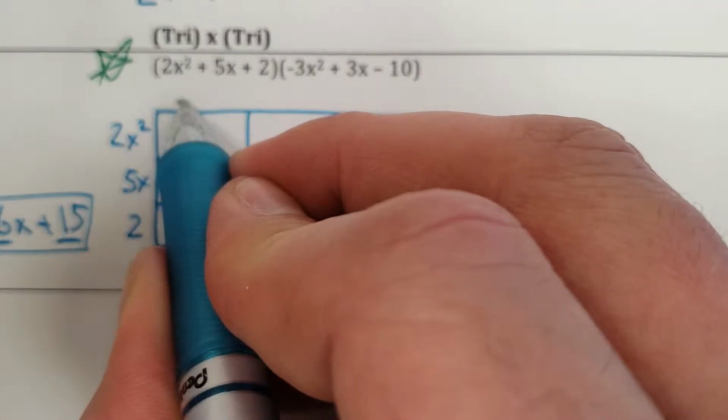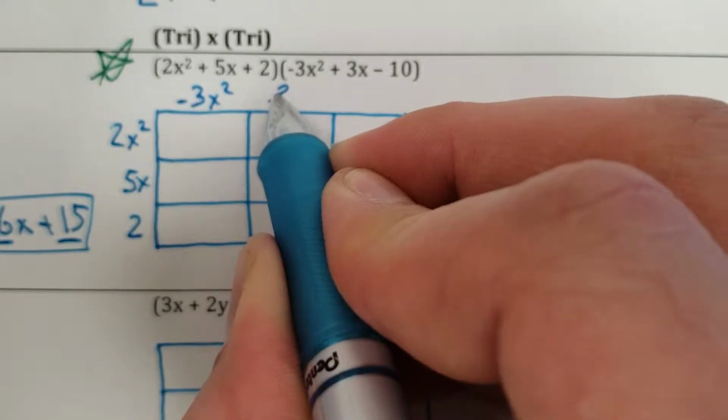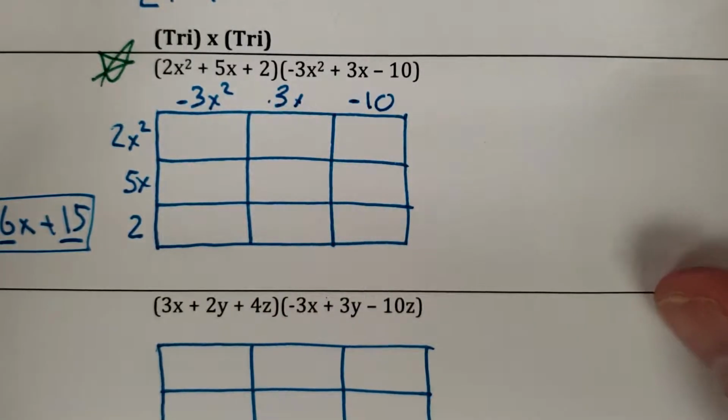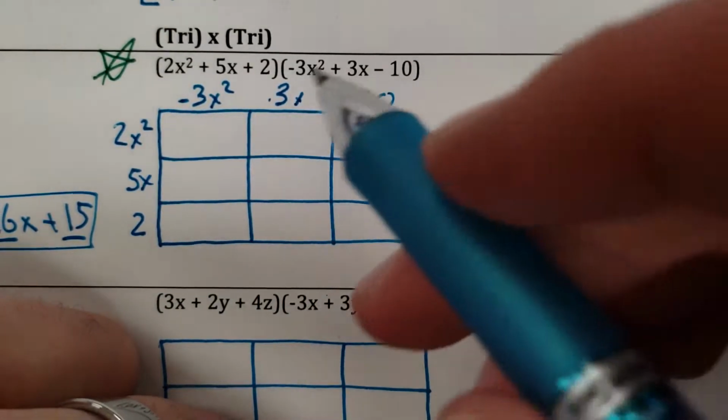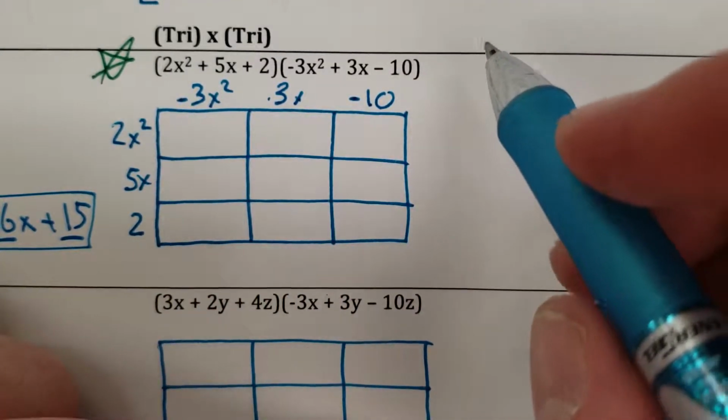Finally, some negatives. Negative 3x squared. Positive 3x. I almost wrote plus, but I don't need to. And a negative 10. Please bring the negatives or positives along for the ride. Okay, let's just go one box at a time.